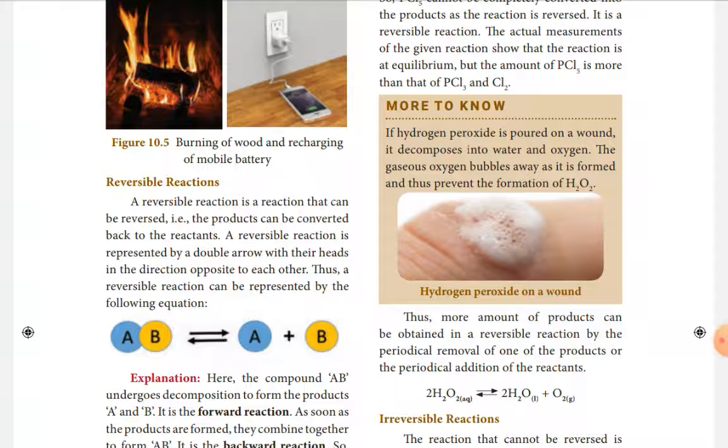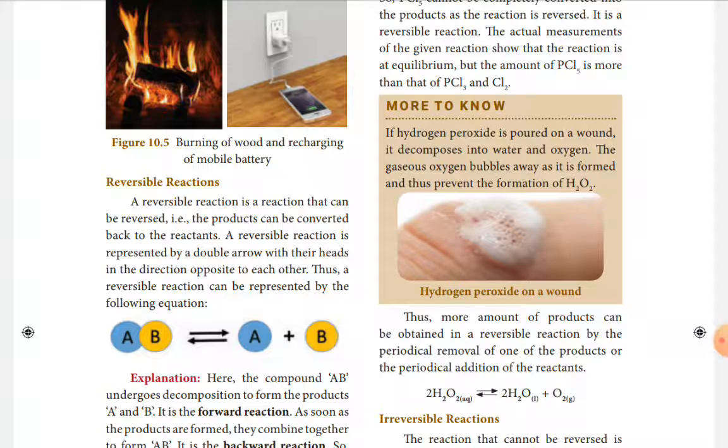That means the reaction takes place in both directions, in the forward direction and also in the backward direction. That's why you see arrow marks on both sides. See the compound AB decomposed to give A plus B. The compound AB splits into A and B.